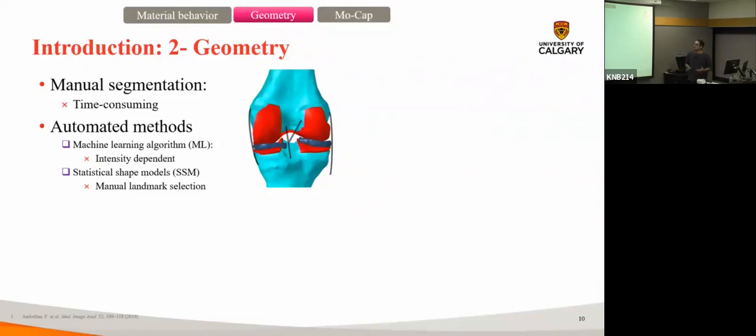Machine learning models are dependent on the intensity of the MRI. Statistical shape models are dependent on the coordinates of the region of interest. The problem with the statistical shape model is that the selection of the landmarks is manual. So depending on how many landmarks you're going to choose, it is again time consuming. And the accuracy is dependent on the number of landmarks you choose. So if you want to choose a lot of landmarks, it's time consuming and it's also not reproducible.